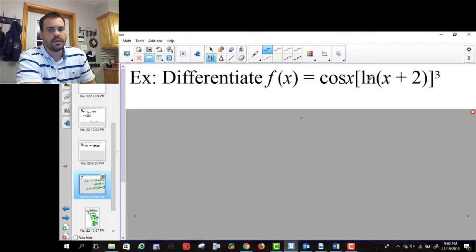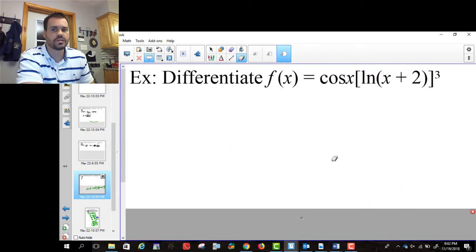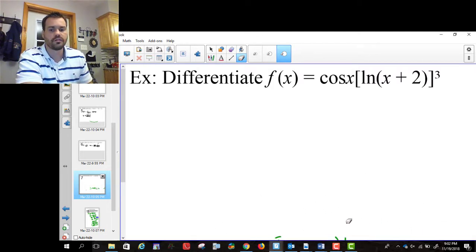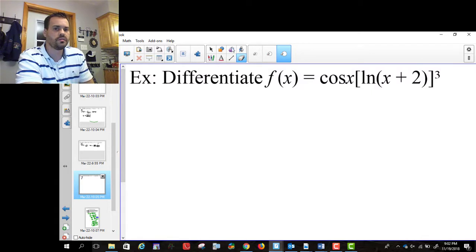All right, what about something like this? So here's kind of a mess. We have cosine x, and then we have ln of all that stuff. So the question is, how do I do this? Well, it's a product rule. So I'm going to start with, there's my first function, there's my other function.